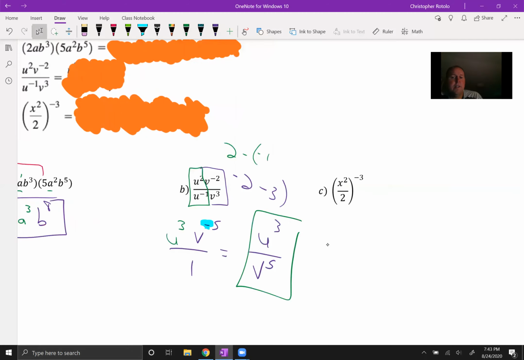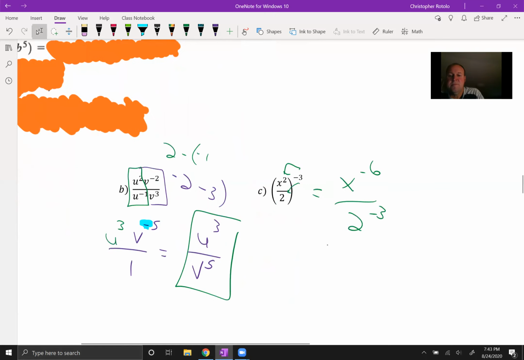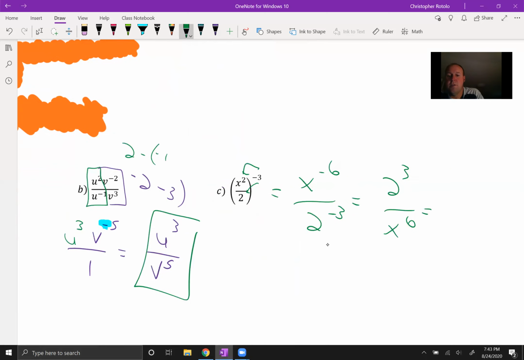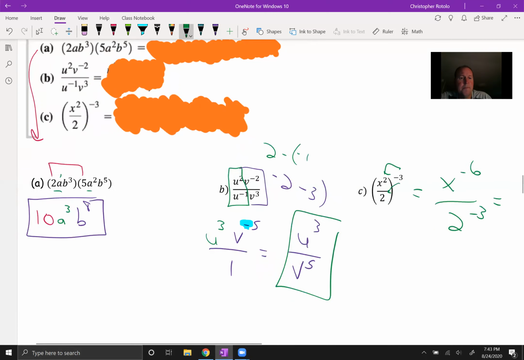All right, in letter C here, we have to distribute that -3 to each one. So it becomes x to the -6th over 2 to the -3rd. So we'll get 2 to the 3rd over x to the 6th. And hopefully by now you know that 2 to the 3rd power is 8 over x to the 6th to give us our final answer. So we can work out a lot of those rules.